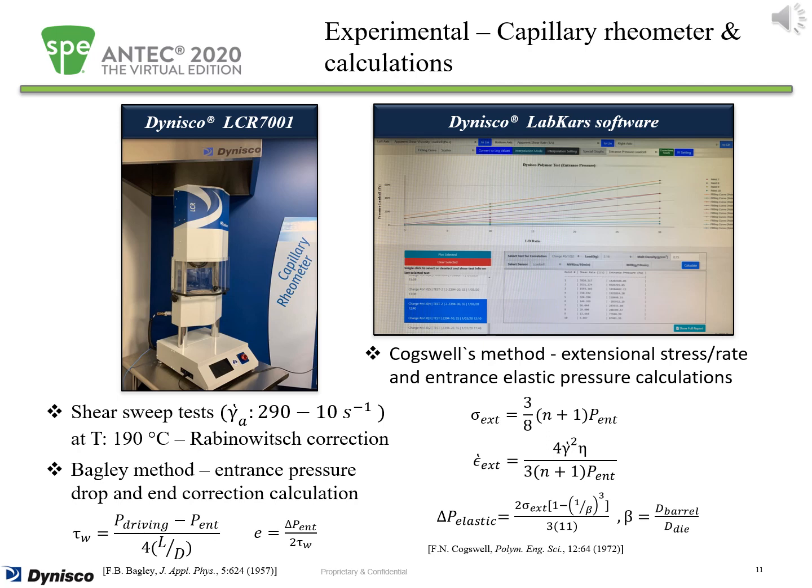The end correction represents the length of the capillary divided by diameter, for which fully developed flow would give the extra entrance pressure drop. Moreover, the extensional stress, extensional rate, and extensional viscosity were calculated using the data of entrance pressure drop and Cogswell equations. Finally, the elastic pressure losses were calculated using the Cogswell method. Cogswell in his work showed that these elastic pressure losses are a function of the channel cross-section contraction ratio, which is barrel diameter to die diameter ratio.